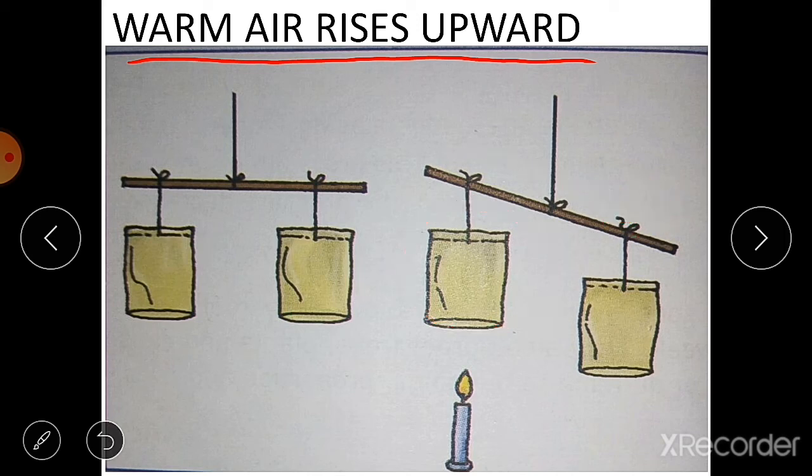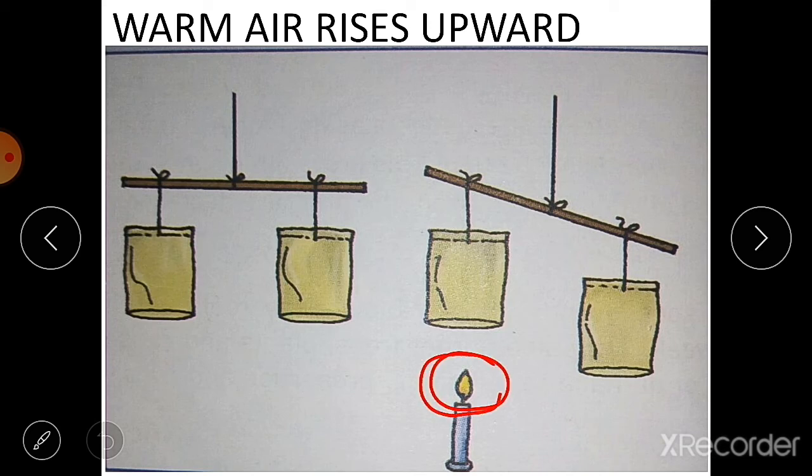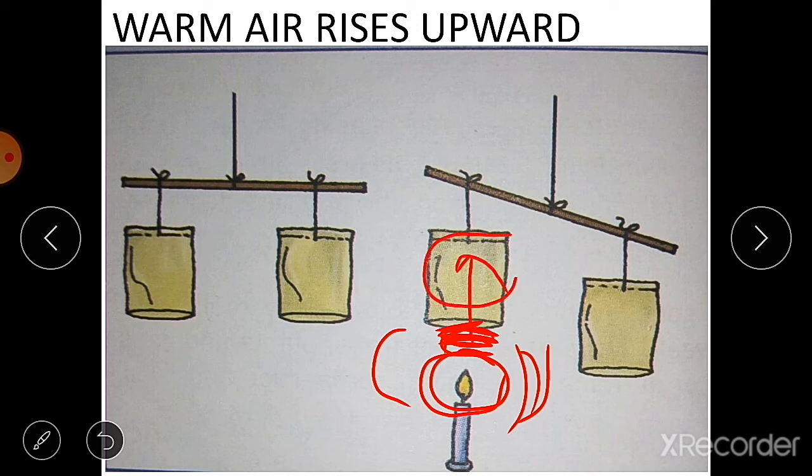And why does it happen? The reason is the flame of the candle. This flame of the candle heats up the air above it. Whatever air is there is heated by the candle. This air being warm is lighter, and the surrounding air is cooler, and this warm air rises up and fills up the paper bag. It fills up this paper bag and pushes it up, and therefore the balance of the bags gets disturbed.